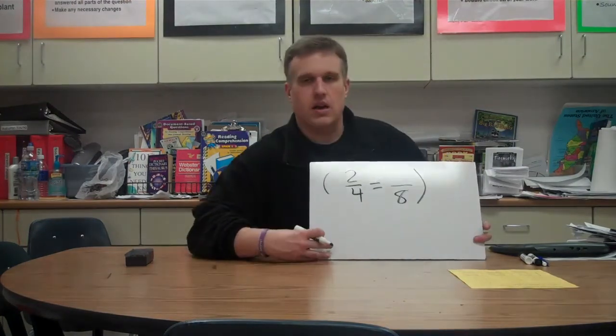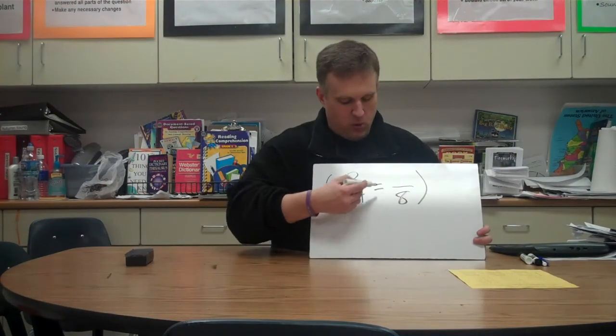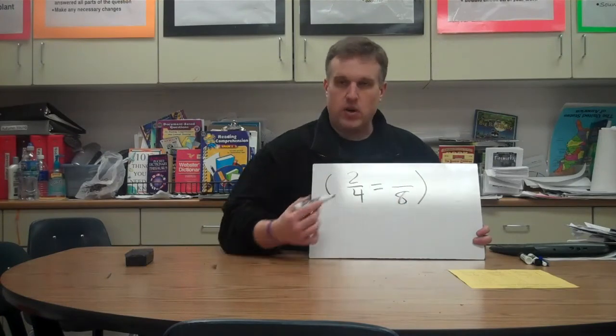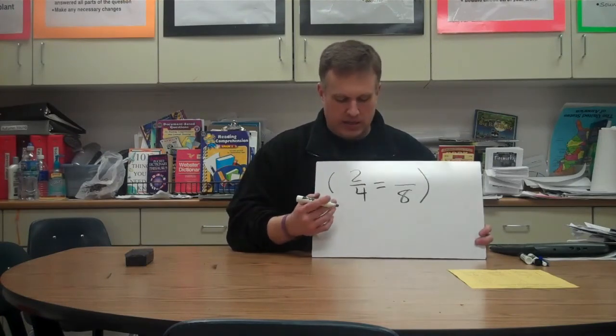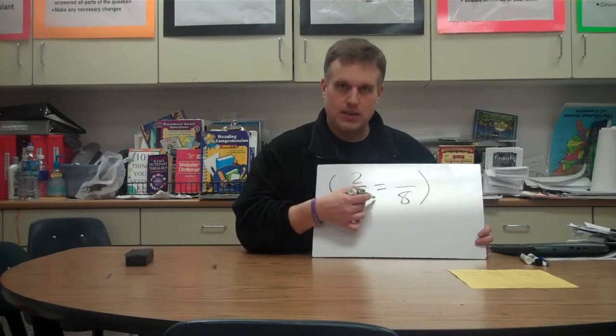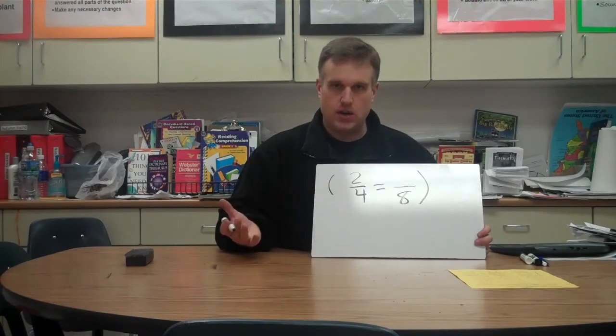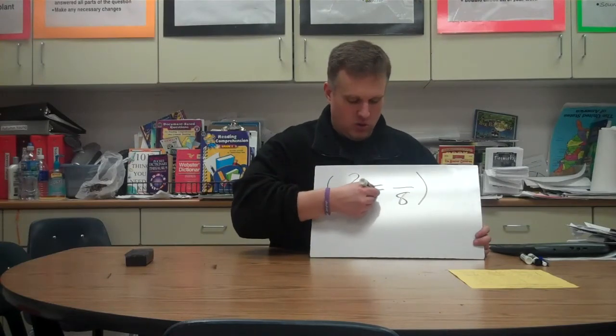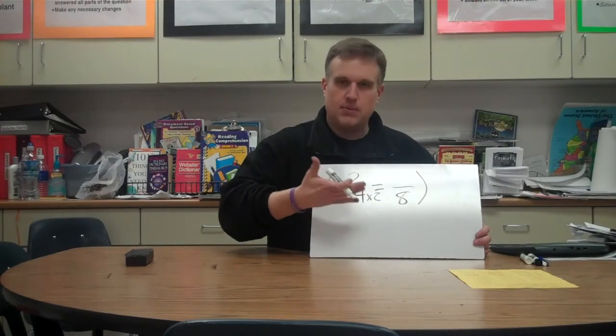Something else they did on number 2, you're going to see in parentheses, they have 2/4 equals a fraction with a missing number, a missing numerator. So they give you 2/4 equals something over 8. Again, very easy to solve these. All we have to ask ourselves is, 4 times what number gives us 8? In this case, 4 times 2. And again, same concept as what we've been doing in class.